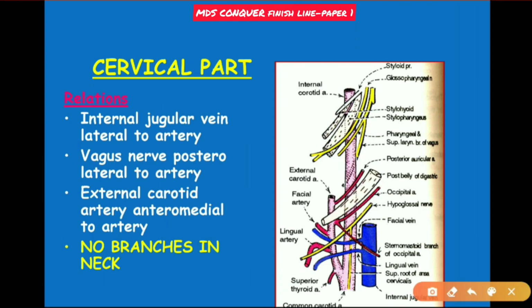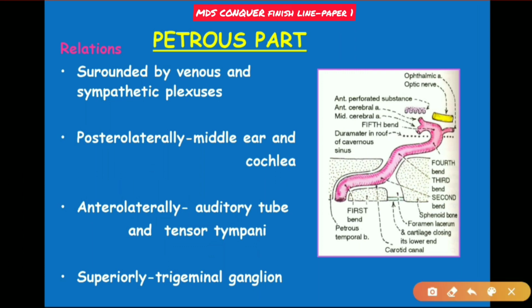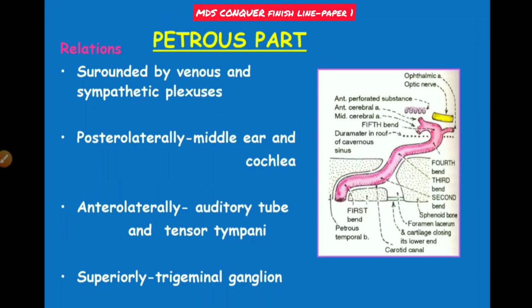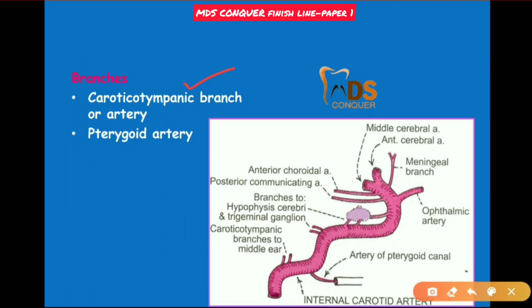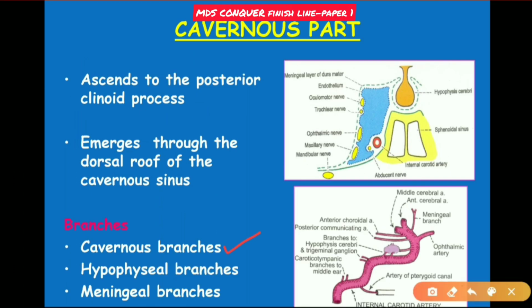Remember this: the cervical part has no branches in the neck. These are the relations of the petrous part: posterolaterally, anterolaterally, and superiorly. Branches include the caroticotympanic branch and the pterygoid artery. And in the cavernous part, branches include cavernous branches, hypophyseal branches, and meningeal branches.